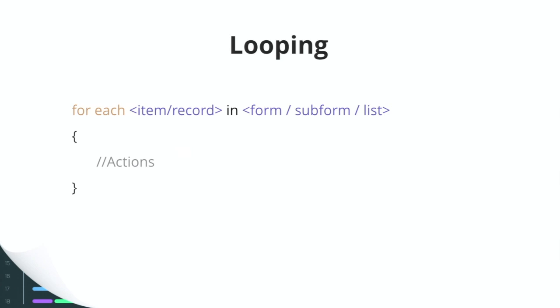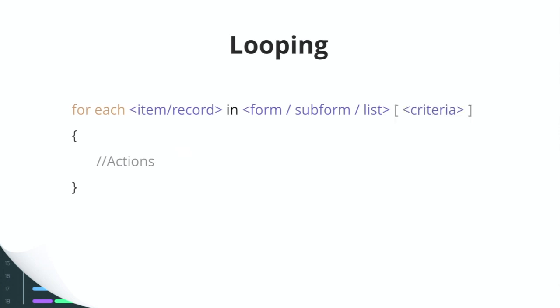So for each row in our subform, we can take some actions. And then the in part is just where you specify what you want to loop through. That needs to be either a form in Zoho Creator, a subform if you want to go through all the rows in that subform, or a list, like a multi-select field, for instance. Then you put some curly braces, and any script that you write inside those curly braces will be executed for each one of the records, subform rows, or list items that matches your criteria.